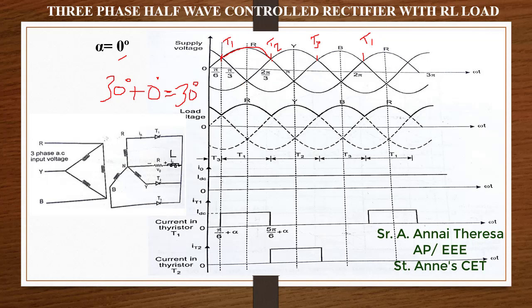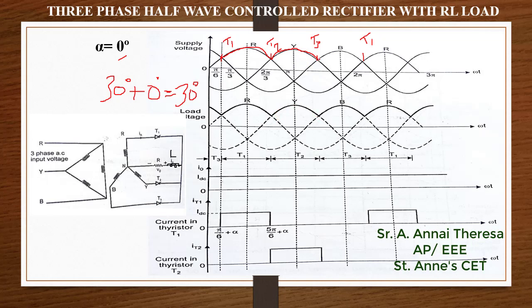After this, T2 is triggered at this point, because here the Y phase is maximum. Between these 2 points the Y phase is maximum, and T2 is connected with the Y phase. So we are going to trigger T2 at this 30 degree of the Y phase. T2 is triggered here. Then what will be the output? The Y phase voltage will appear across the load.